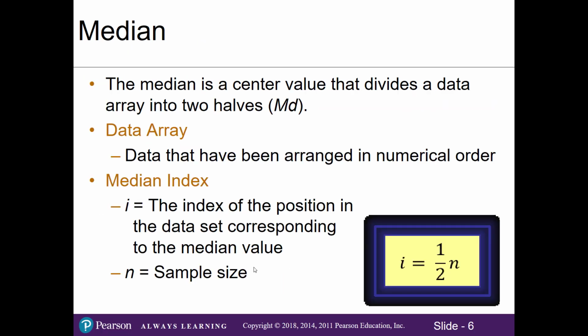Let's move on to the median. The median is a center value that divides a data array into two halves. What is a data array? This is where we take our data set and we'll arrange it in numerical order from smallest to largest. To calculate the median, you also need to calculate the median index. So this I, or the index, is going to tell you the position of where our median is within our data set. And that's this formula right here. You also recall that our little n is our sample size. So to find the median index, we will take 1/2 of our sample size.